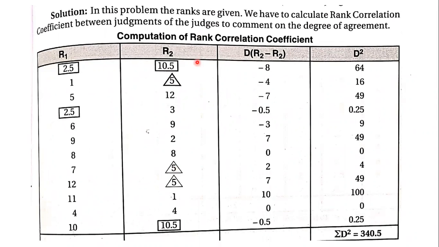See, in this problem, the ranks are given. Therefore, we are supposed to calculate the rank correlation coefficient between the judgments of the judges and comment how accurate is the judgment. That is what we are supposed to do. Now let us take all the ranks. Now blindly you should not consider the ranks. You have to analyze it, thinking how many repetitions are there in the ranks that are given to us. Now coming to the tabular calculation, computation of rank correlation coefficient.